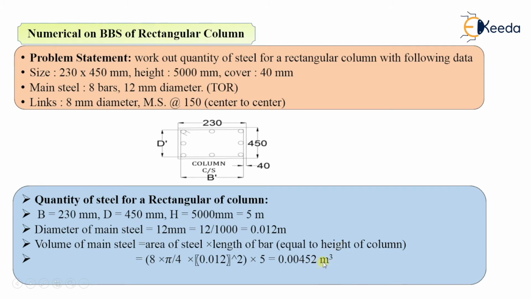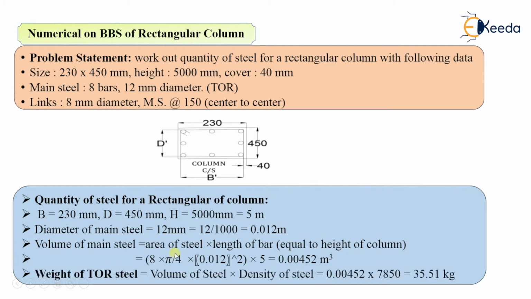Now the only part remaining is to calculate the weight of torch steel or main steel. Now we have calculated the volume of steel. Let's calculate the weight of torch steel. So how you can calculate the weight? See, it is the multiplication of volume of steel by density of steel. The volume of steel we have calculated, it is 0.00452 meter cube, and remember, density of steel is always taken as 7850 kg per meter cube. Generally the density of steel is 7850 kg per meter cube.